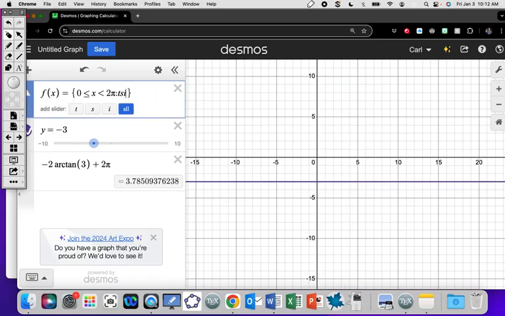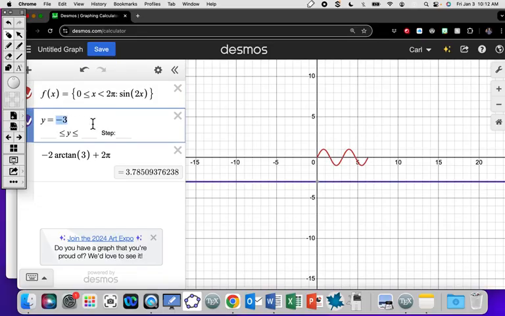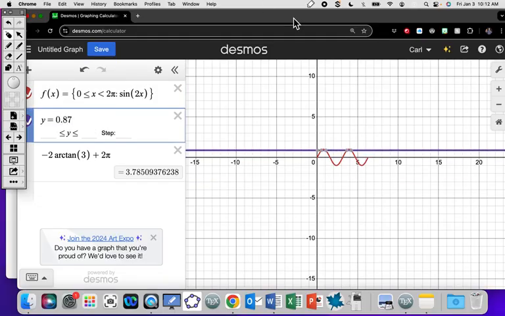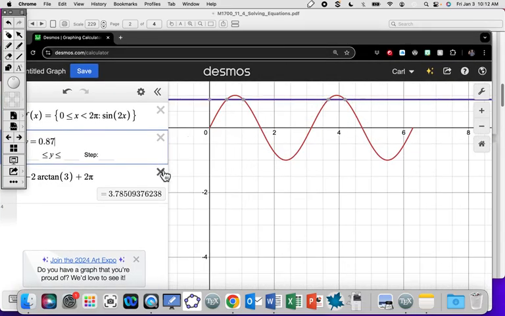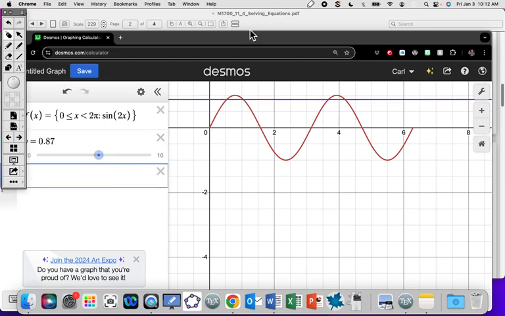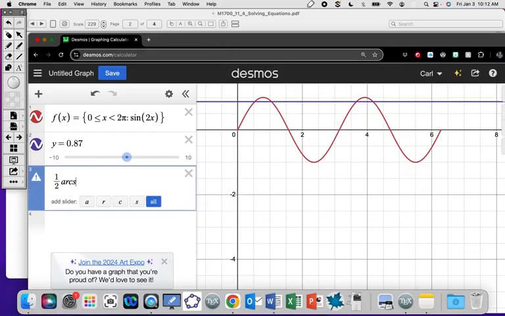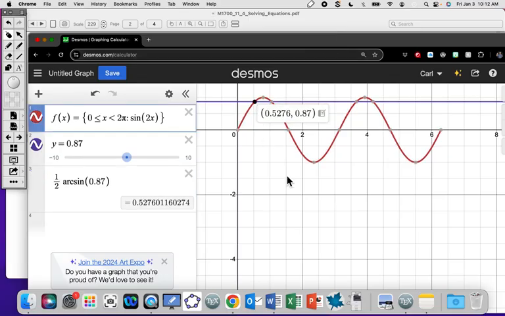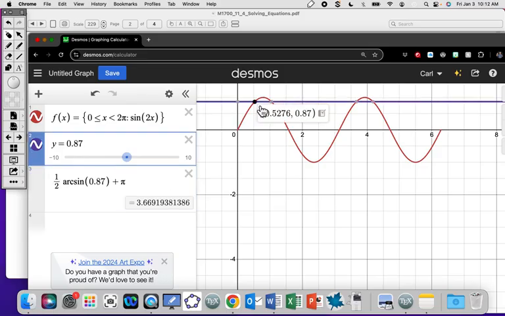So we'll do sine of 2x, and we'll do 0.87. You zoom in there. There's your 4 answers. So 1/2 arc sine 0.87. That should be the first one. There we go. Add pi. That should be this one here. Boom. So those are the 2 that are coming from the first family.